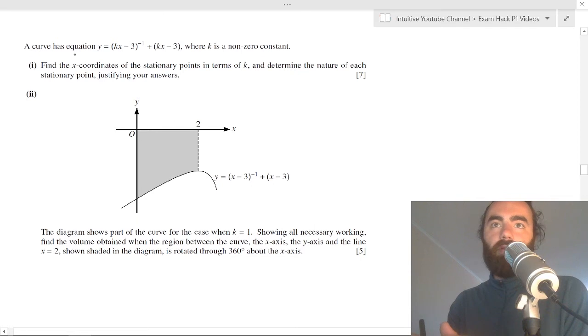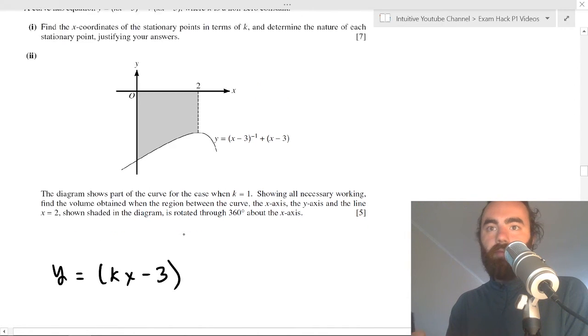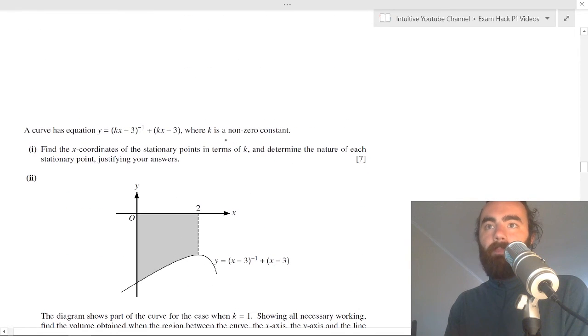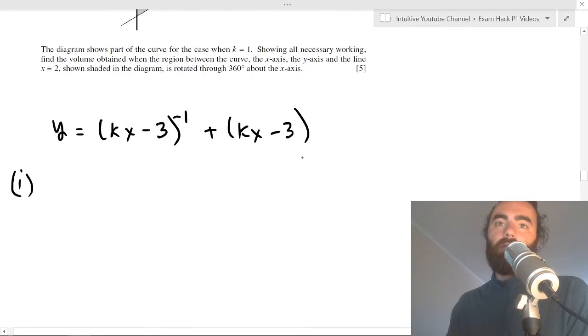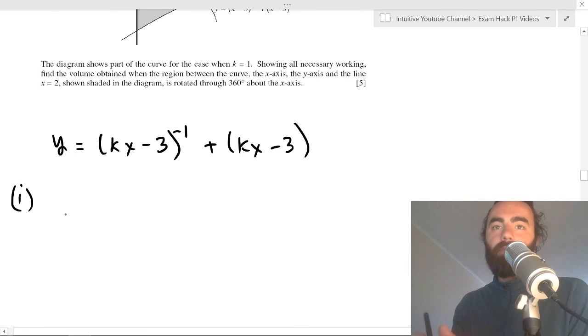And in this question, we're given an equation which is y equals kx minus 3 to the power of negative 1 plus kx minus 3, where k is a non-zero constant. Find the x-coordinates of the stationary points in terms of k and determine the nature of those stationary points. We've seen similar questions many times, but they're introducing a k element, which makes it a little harder.